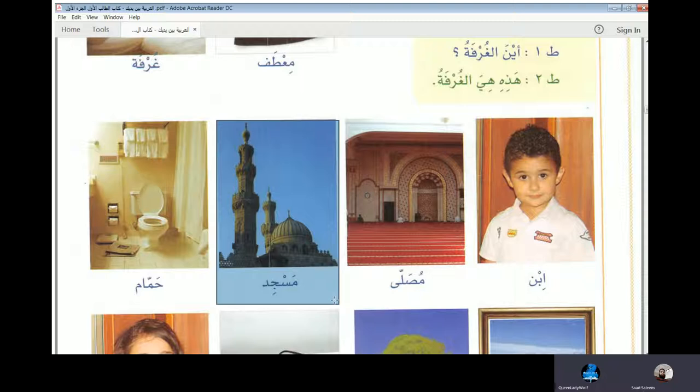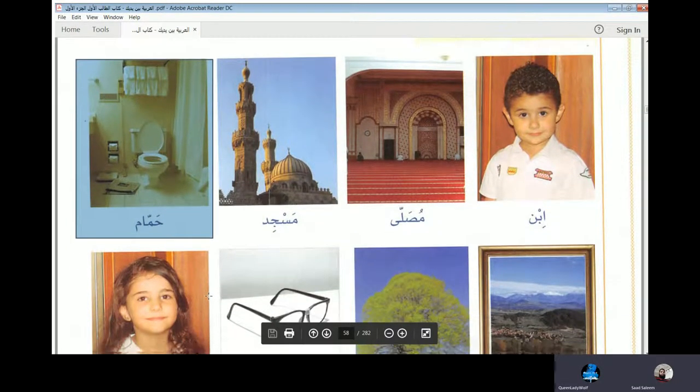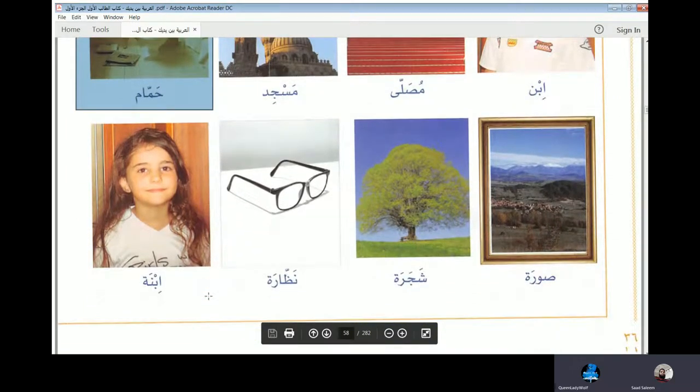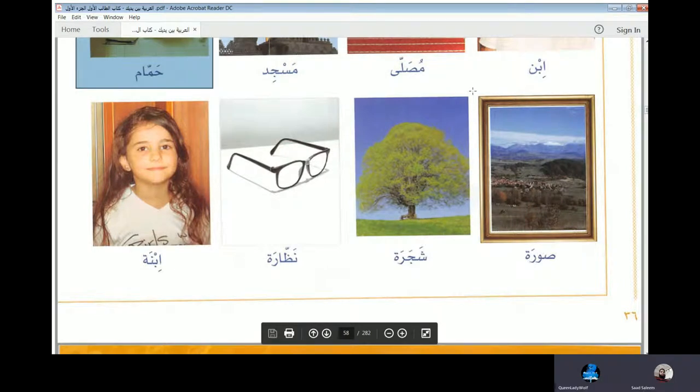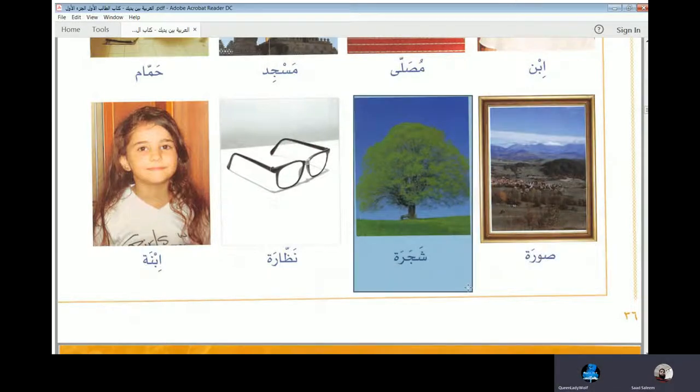Aina al-hammam? Haza al-hammam. Aina thawra? Hazihi thawra. Thawra is a feminine word, round ta at the end. Hazihi hiya thawra. Okay, that's a picture of a tree.